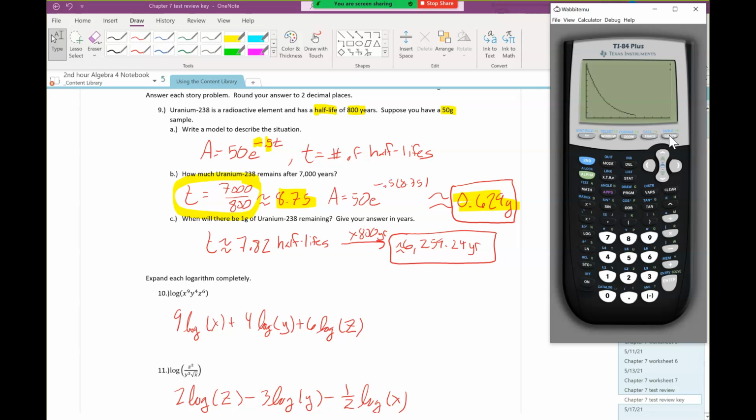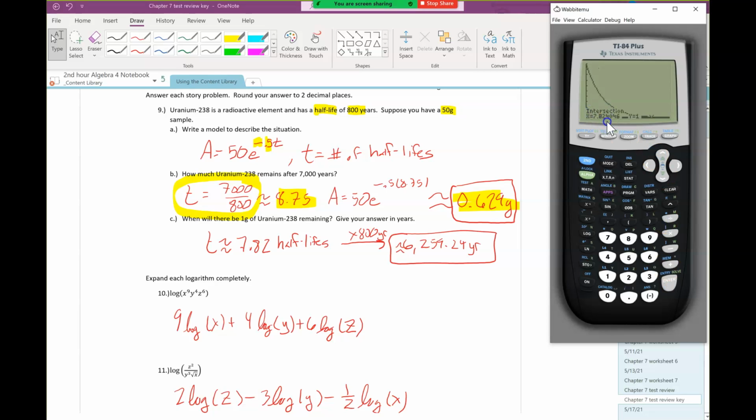So there's my exponential decay. There's my line for 1. So it intersected somewhere over here, it looks like. So second trace, pick the intersect command. And because there's only 2 curves in one intersection, I can just press enter 3 times. I don't really have to worry about moving anything around.